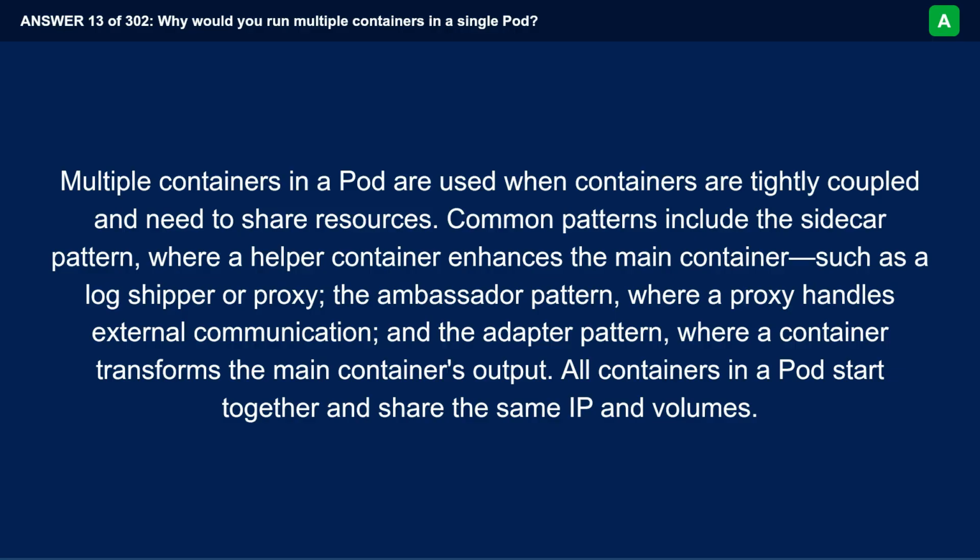Multiple containers in a pod are used when containers are tightly coupled and need to share resources. Common patterns include the sidecar pattern, where a helper container enhances the main container, such as a log shipper or proxy. The ambassador pattern, where a proxy handles external communication. And the adapter pattern, where a container transforms the main container's output. All containers in a pod start together and share the same IP and volumes.